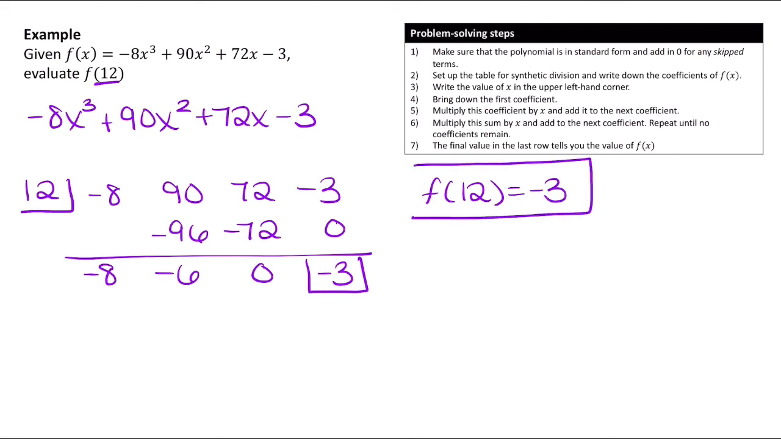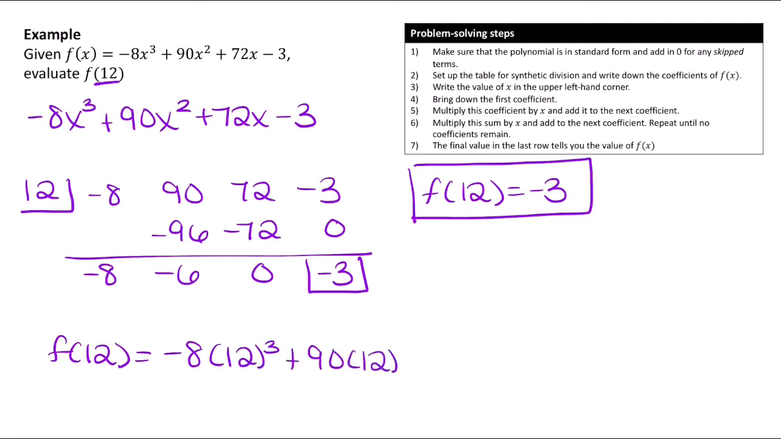So I just want to emphasize the reason that I did this example. I want to show you that this actually is a quick shortcut that we are using. Because imagine if we were trying to do f of 12 by direct substitution, we'd be trying to figure out negative 8 times 12 cubed plus 90 times 12 squared plus 72 times 12 minus 3. It is possible to figure this out and you can use your calculator to do this, but I just want you to see how you'd be typing in some very large numbers and having to keep track of everything. Whereas with synthetic substitution, the numbers that you're working with are a little bit more manageable and it's easier to keep organized when you're doing this problem.